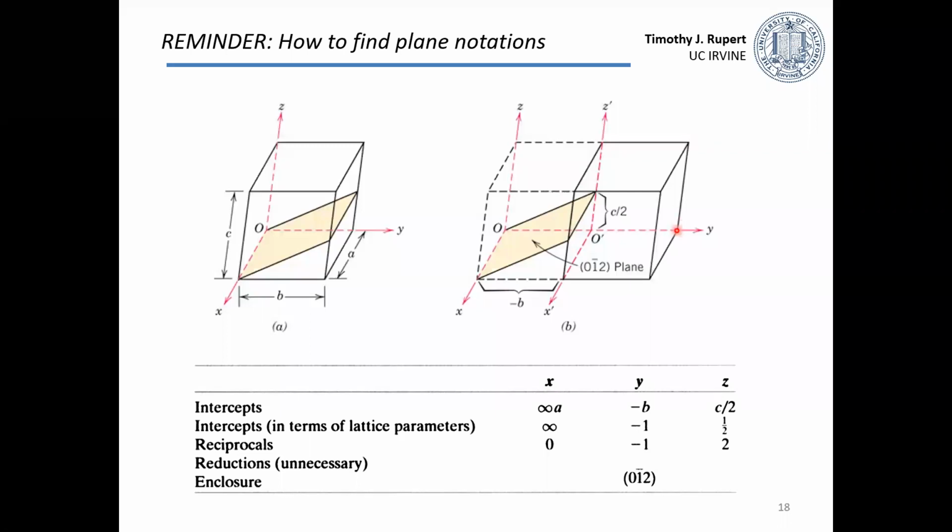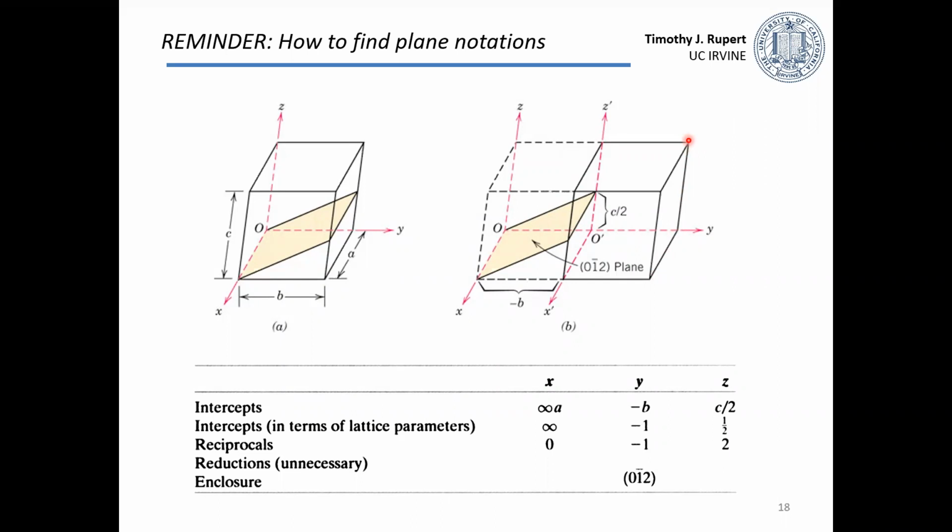Let's say, what if our origin was right here? Where does it hit the x-axis? It never does. So our intercept is infinity. Where does it hit the y-axis? It hits at -2. Okay. And where does it hit the z-axis? Well, now it would hit at 1.